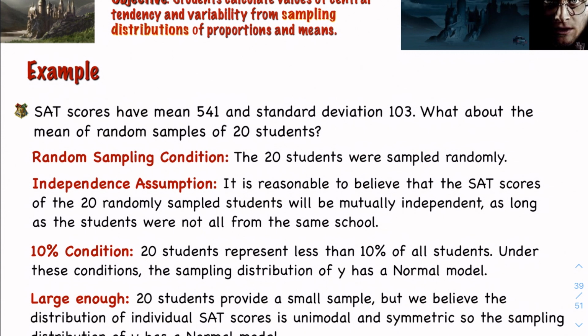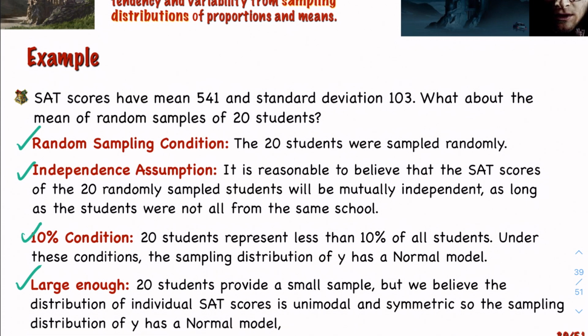So we have to check our assumptions and conditions. I need these to be met. So the 20 students were randomly sampled. It was stated there, so we meet our random sampling condition. It's reasonable to believe that the SAT scores of 20 randomly sampled students will be mutually independent as long as the students were not all from the same school. That would give us our independence assumption. Otherwise, some schools may prepare the students for the test in one way, and it's not quite independent. Our 10% condition is reasonable. 20 students represents less than 10% of all students.